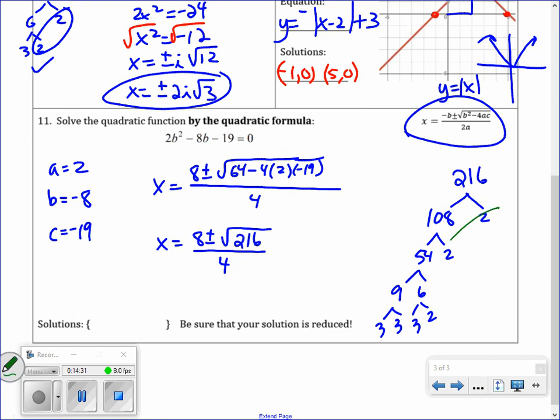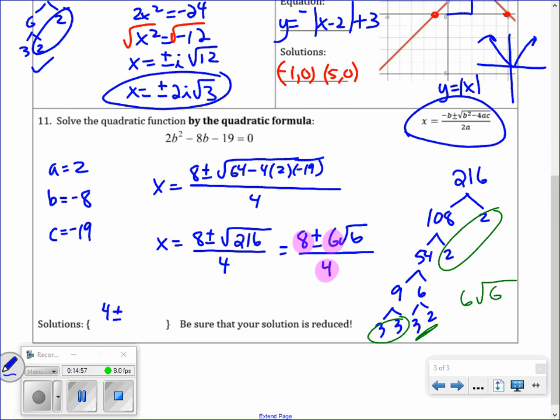So I'm going to look at that. I got a pair of 2's, I got a pair of 3's, and so 2 times 3 is 6. So for the radical 216, I'm going to be bringing a 6 out, and look at this right here, I'm going to leave a 6 inside. So this turns into 8 plus or minus 6 radical 6 over 4. Now, these three numbers here, this one, and this one, all divide by 2. So for my final answer, I will do that. So I will get 4 plus or minus 3 radical 6 over 2. And that is my final answer.